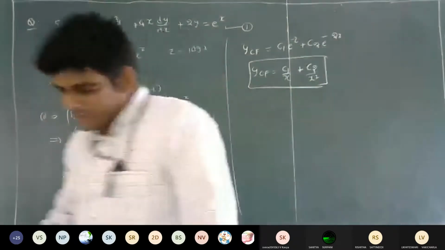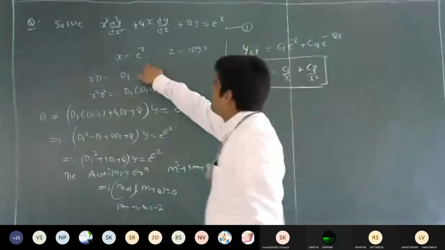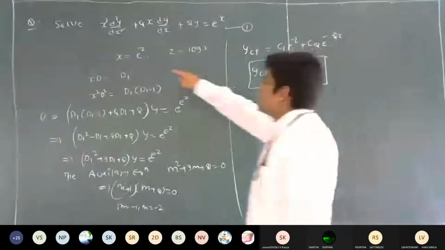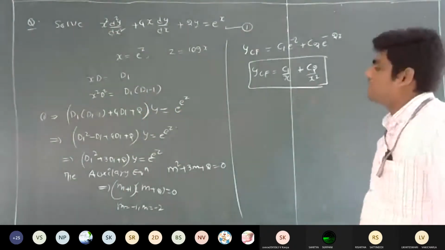So is it clear to everyone? That is the required complementary solution. Here e power z means x, e power minus z means x power minus 1, that means 1 by x. Similarly, e power minus 2z is x power minus 2, that means 1 by x square. So this is the required complementary solution.